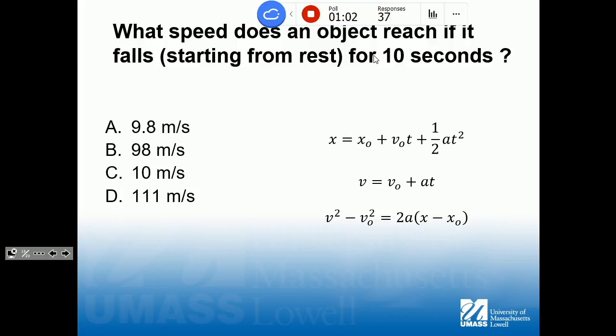This question is asking you to find final velocity. It's giving you time, and you should know acceleration. And you know the initial velocity. So the equation that makes sense is the first one, the second one, or the third one? The second one, right? The second one will make your life very straightforward.